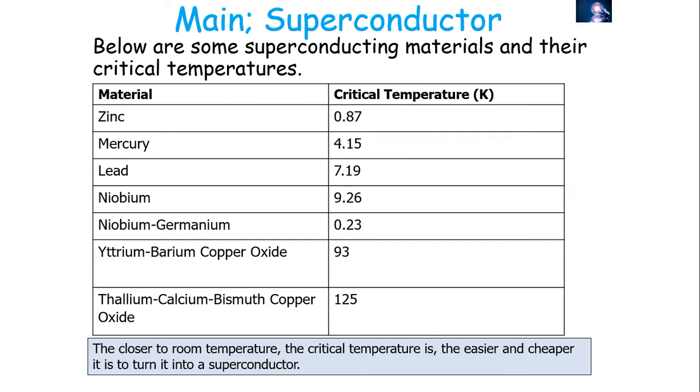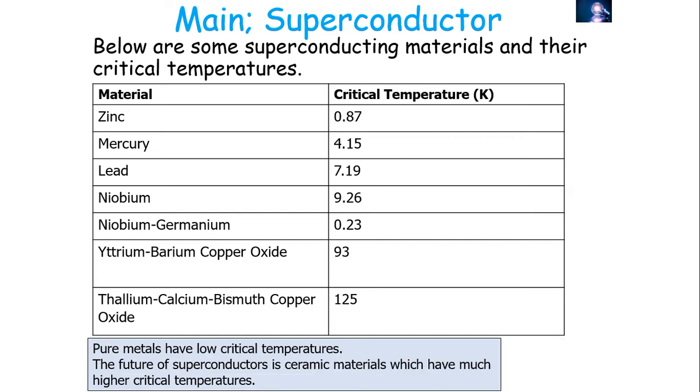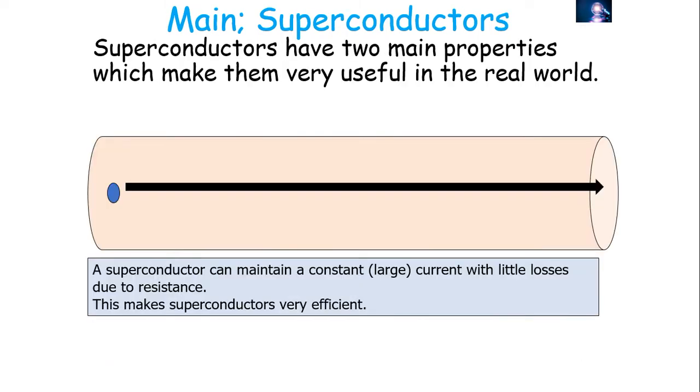The thallium, calcium, bismuth, copper oxide compound or alloy in this example has a relatively high critical temperature of 125 Kelvin, so it's a lot cheaper and easier to turn into a superconductor. Now, pure metals like mercury and lead have a low critical temperature, so therefore our future superconductors are in ceramics and in alloys, which have a much higher critical temperature because they're much closer to room temperature.